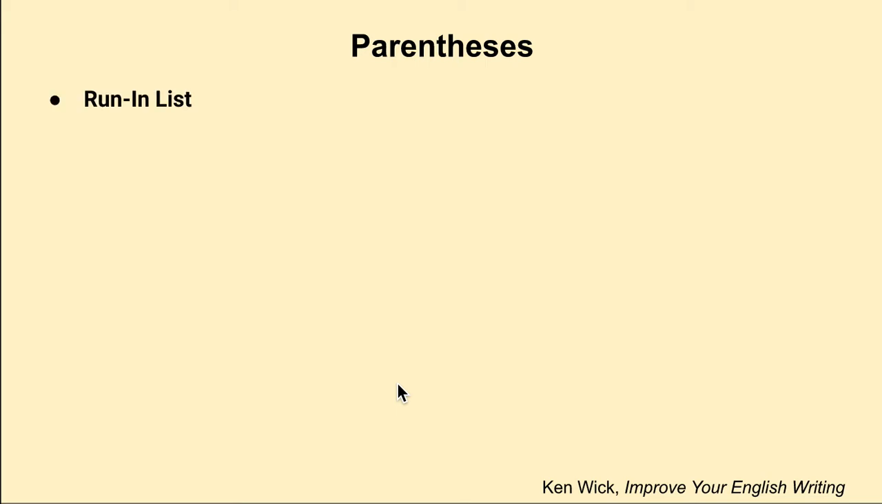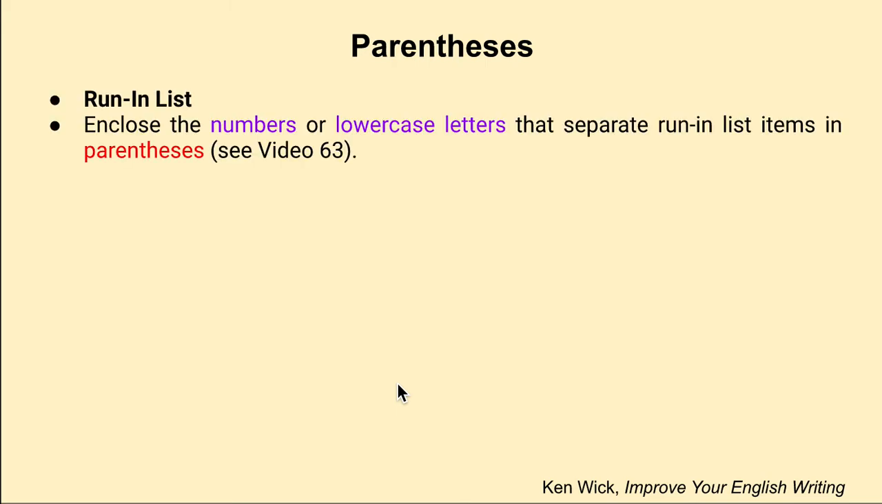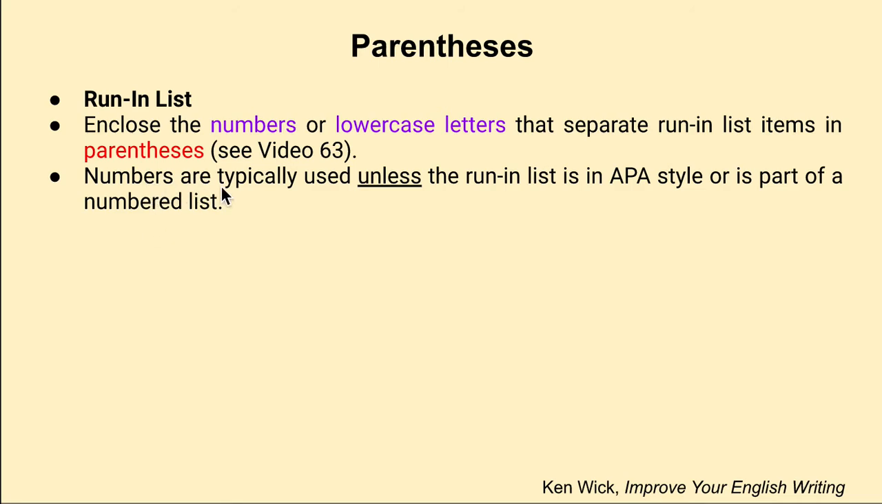The next case is a run-in list. For more about run-in lists, see video number 63. Effectively, you enclose the numbers or lowercase letters that separate run-in list items in parentheses. Numbers are typically used unless the run-in list is in APA style or is part of a numbered list. So usually use numbers in parentheses, unless you have APA, or you're already in a numbered list and you need to separate the items, then you use letters.